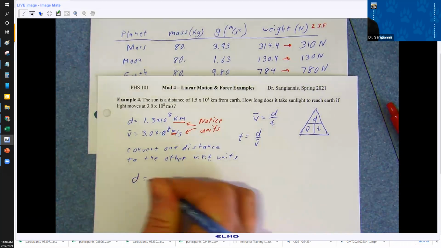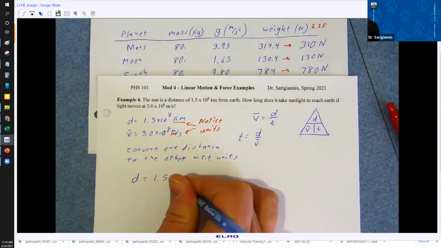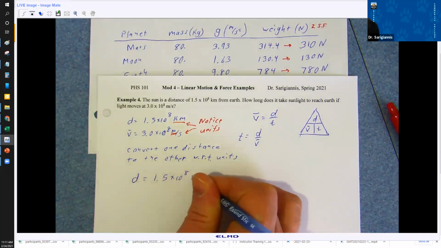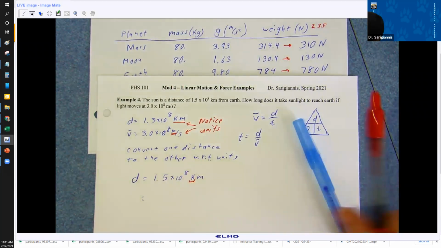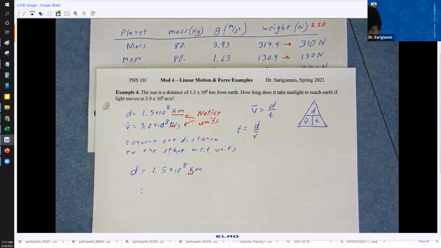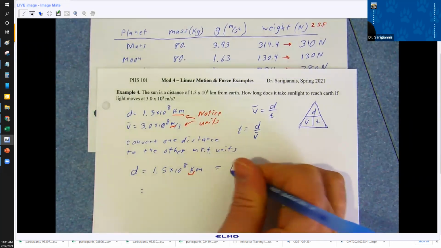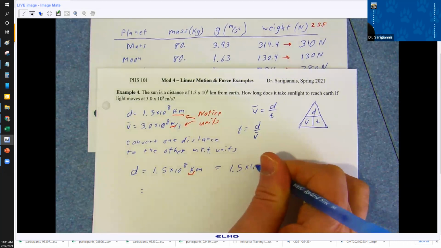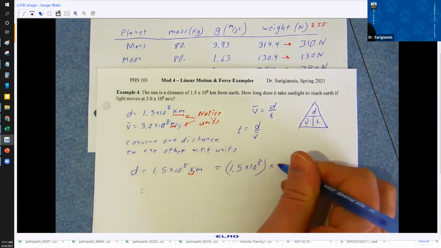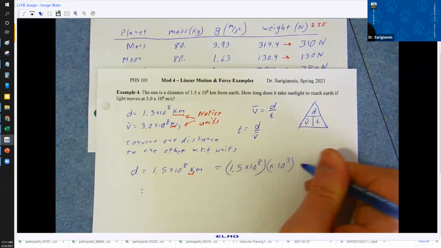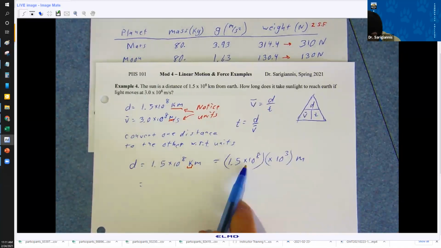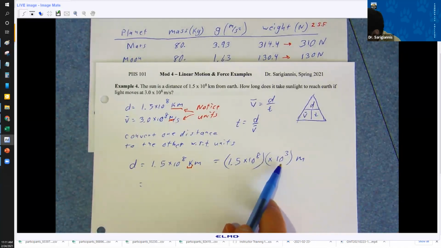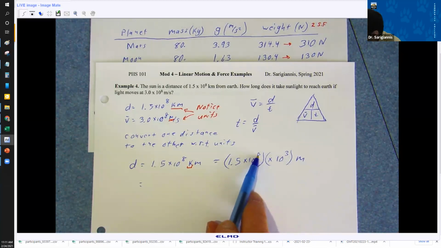So D is 1.5 times 10 to the 8th kilometers, right? This K here is times 10 to the 3rd. I'll write it over here. This is the same as 1.5 times 10 to the 8th times 10 to the 3rd meters. This is basically saying you're multiplying this number by another 3 tens, right? So this is going to get bigger. I'm adding more tens to this number.